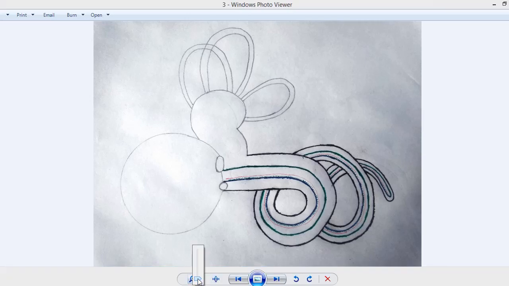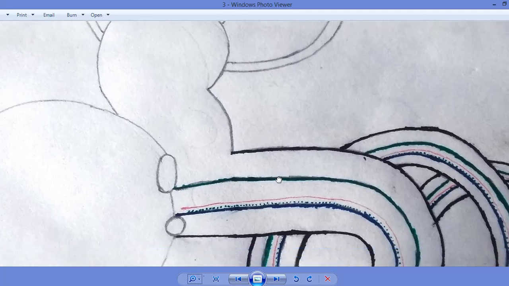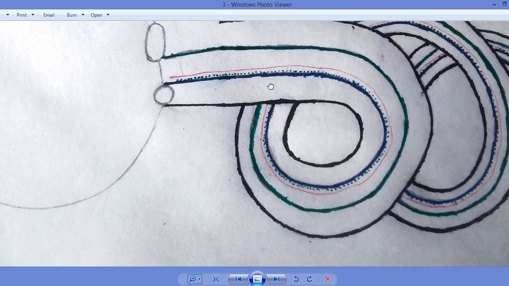Now coming toward the next slide. In this slide we can see that the basilar membrane and the tectorial membrane also consist of cells over here. In between the basilar membrane and the tectorial membrane there are cells, and these cells are called hair cells.